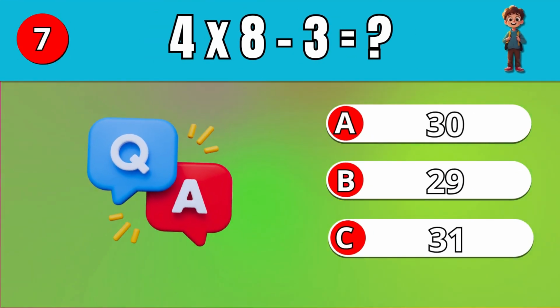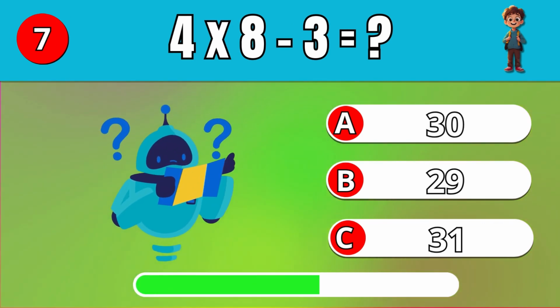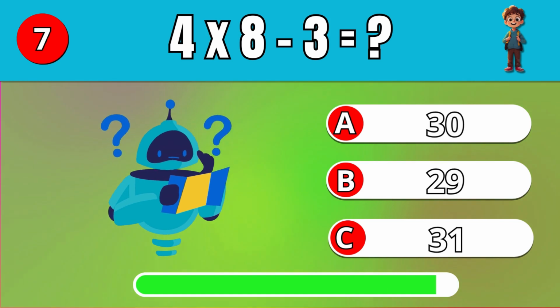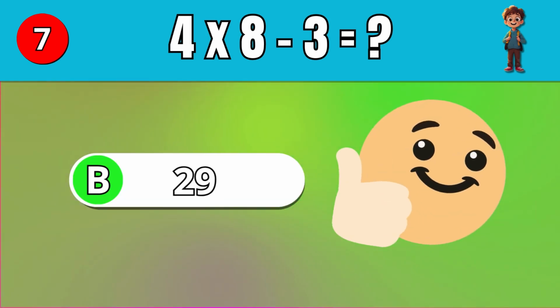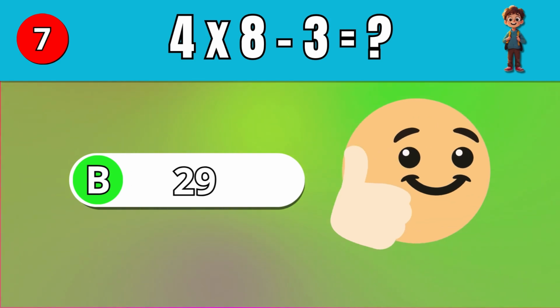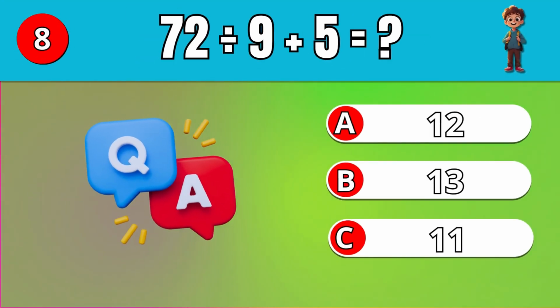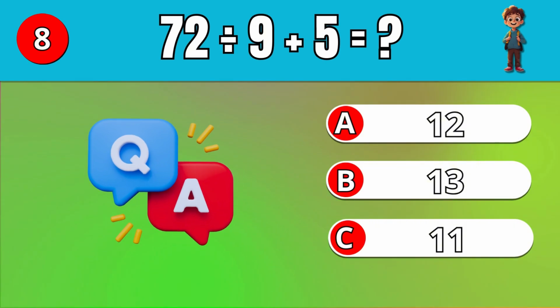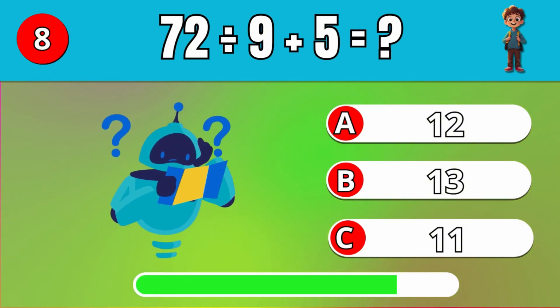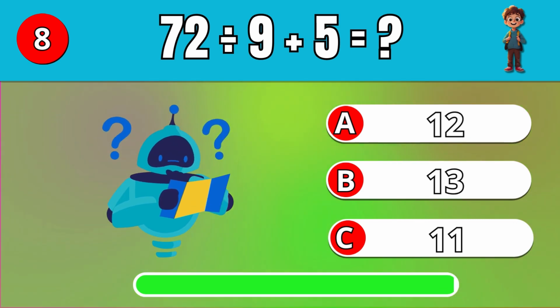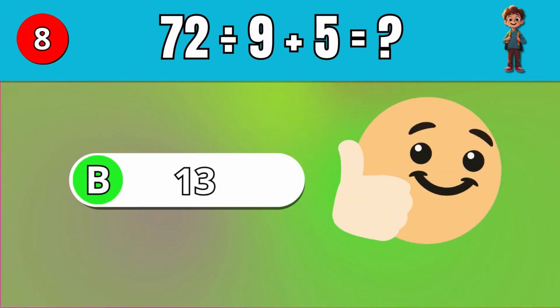What is 4 times 8 minus 3? B, 29. What is 72 divided by 9 plus 5? B, 13.